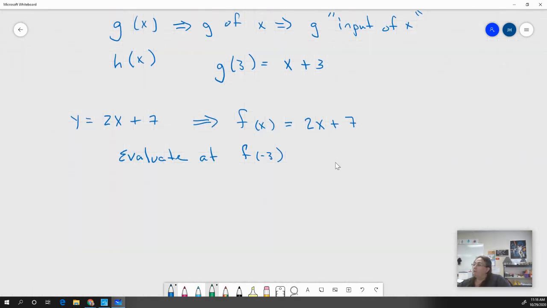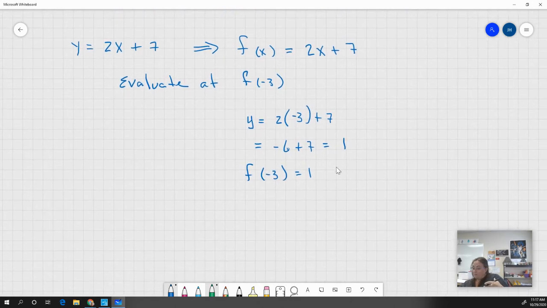It just means that here I have this equation, right? This f of x equals 2x plus 7. It means what I'm going to do is I'm going to have y equals 2 times -3 plus 7. And we're going to go ahead and solve it. 2 times -3 is -6 plus 7 equals 1, right? So f of -3 equals 1. All it is, we input it and we solve.